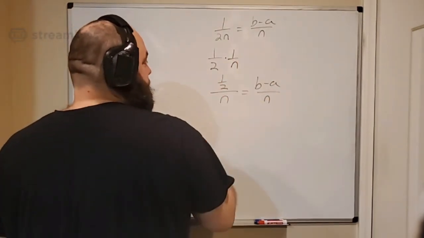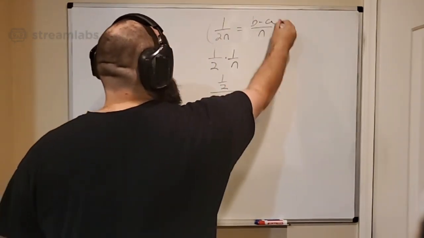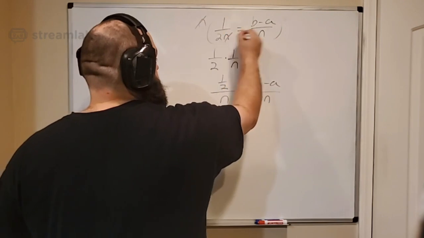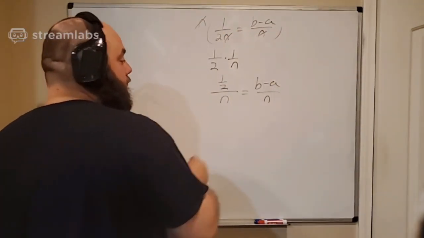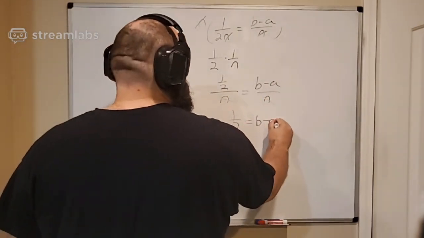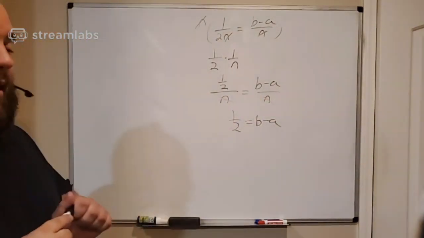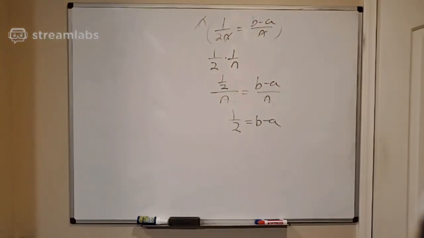The alternative to that is you could multiply by n, which would also work. So those all cancel, and you'd be left with 1/2 equals b minus a, because these just cancel out. So you could do it either way, however you want to see it. So our b minus a is 1/2. So we figured out that our a is 1/4. So what is our b value?